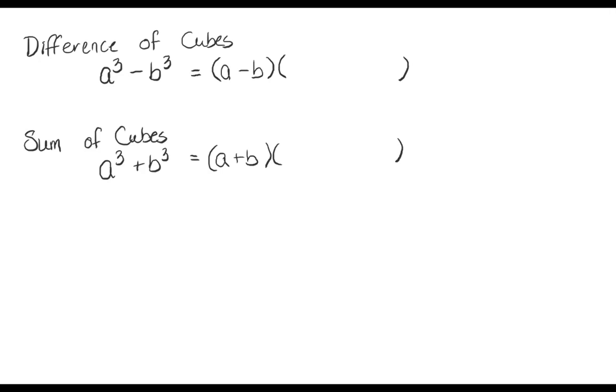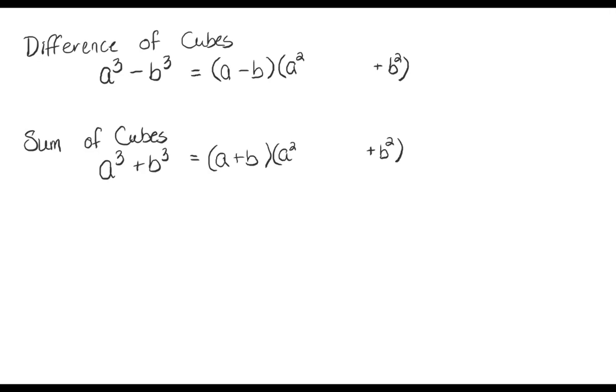The second factor, the trinomial, is the harder one to remember. It's going to have an A squared and a B squared. That part's probably not the hardest part to remember. It kind of makes sense because you would need to multiply A by A squared to get A cubed, and you would need to multiply negative B by B squared to get B cubed. So those stay the same.